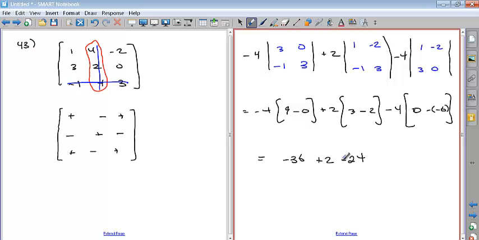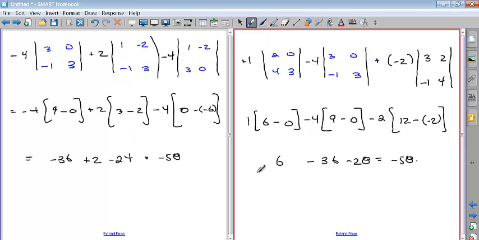We plug that into our calculator. Negative 36 plus 2 minus 24, negative 58. That's exactly what we got here. So that's how it works.